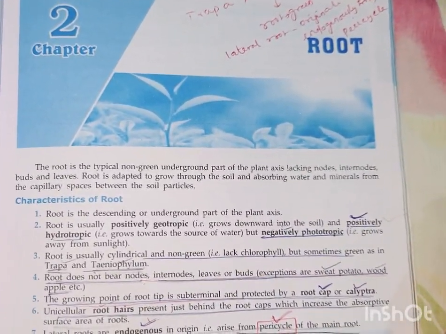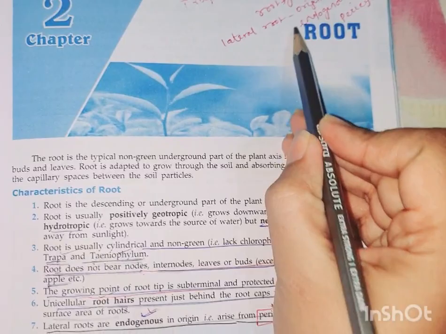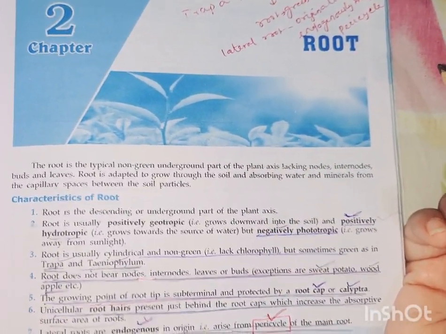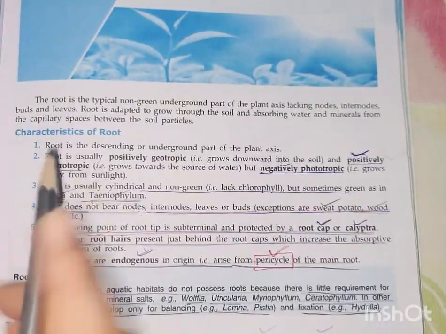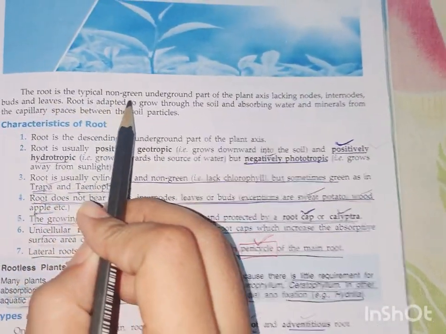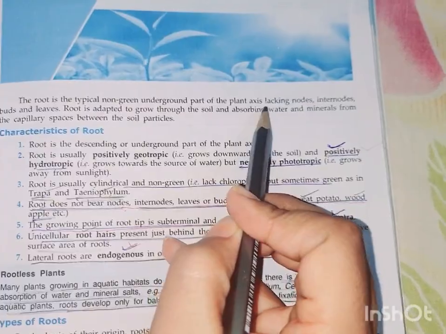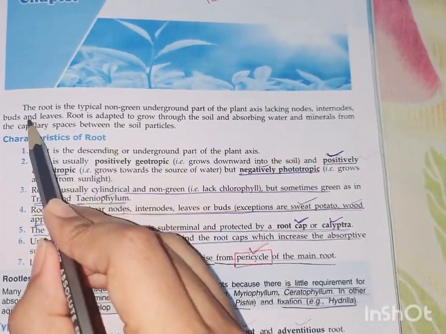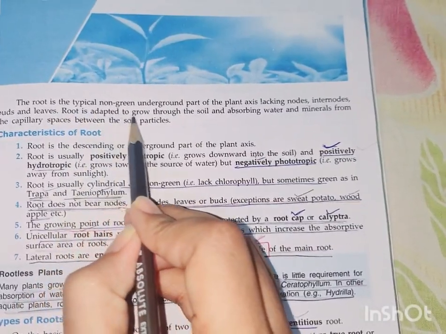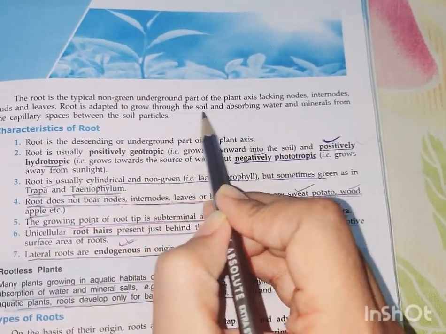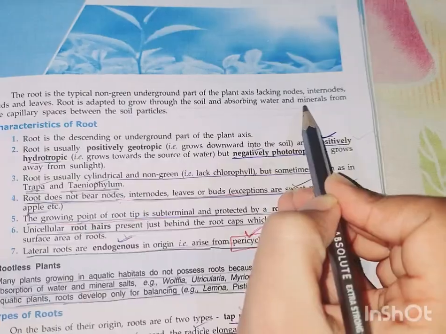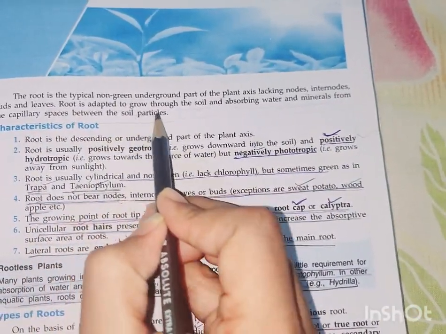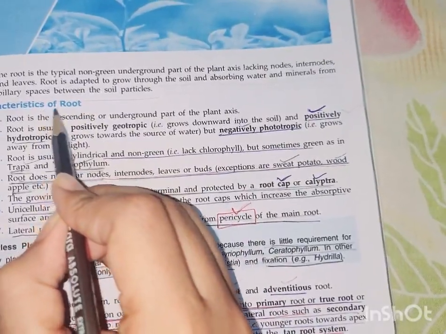So in this video we will discuss details about the root system of a plant and then different types of root modifications. So root is a typical non-green underground part of the plant axis lacking node and internode, bud and leaves. Root is adapted to grow through the soil and absorb water and mineral from capillary space between soil particles. Then what are the characteristics of root?